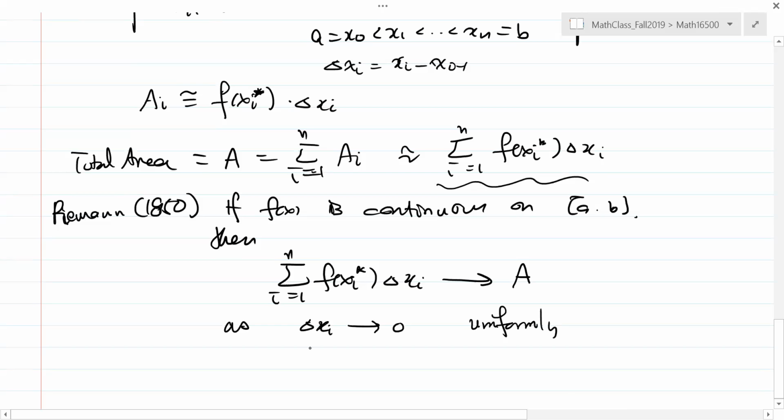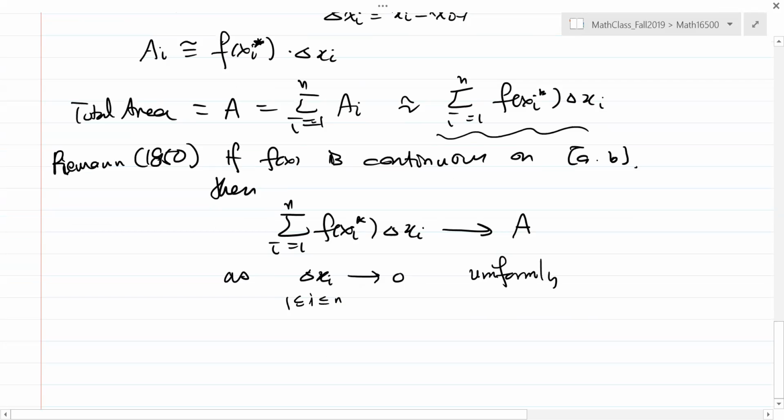Uniformly means the largest one approaches 0. The remaining of them all approach, right? Uniformly when the largest one approaches 0. Then the Riemann sum, right? They approach a fixed number, and that fixed number should be called the area of the function, the area of the region. Okay. So that's what he proved. We're going to check whether this is correct now.